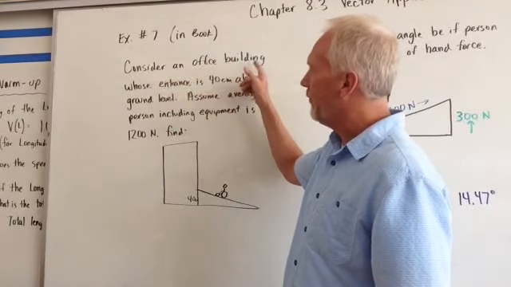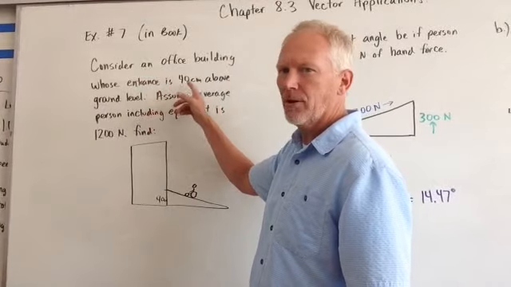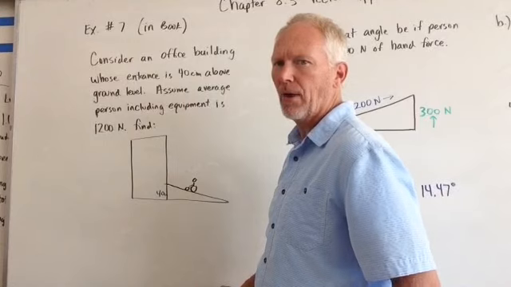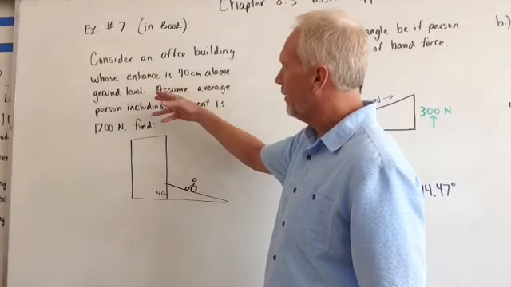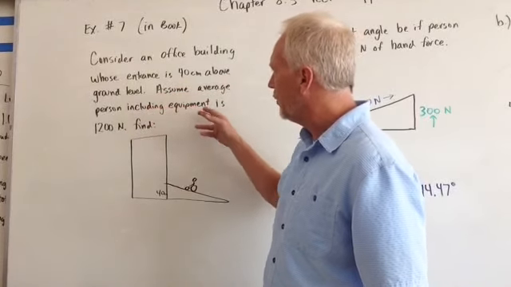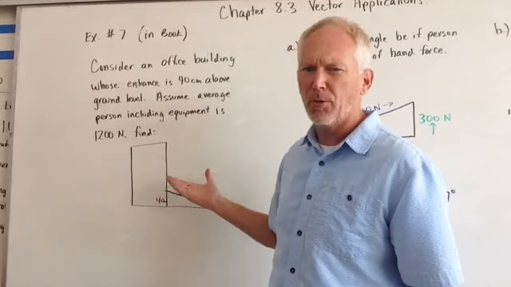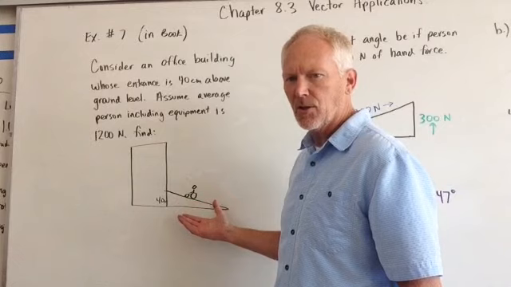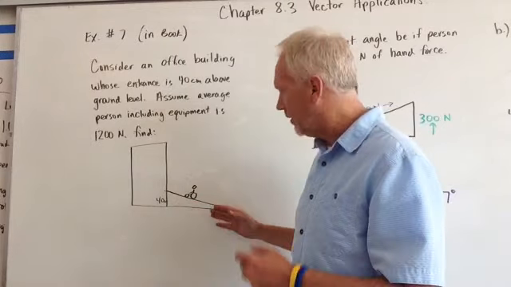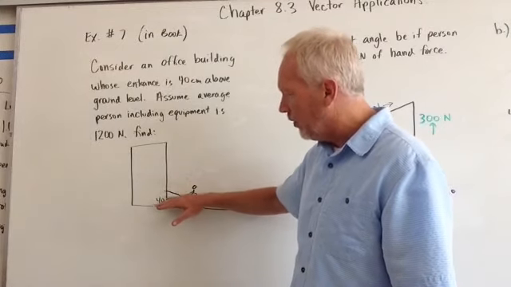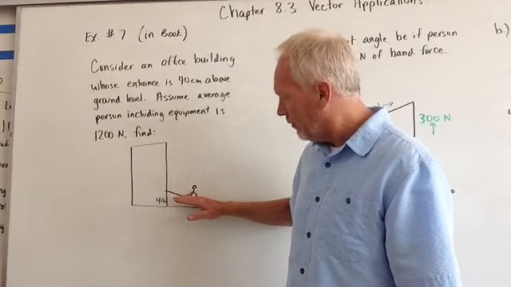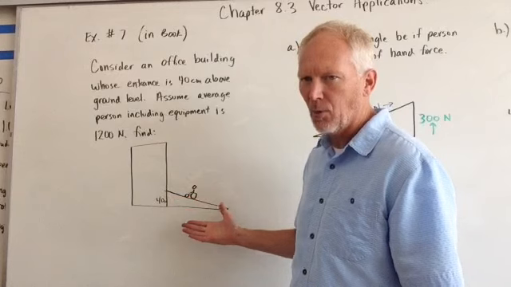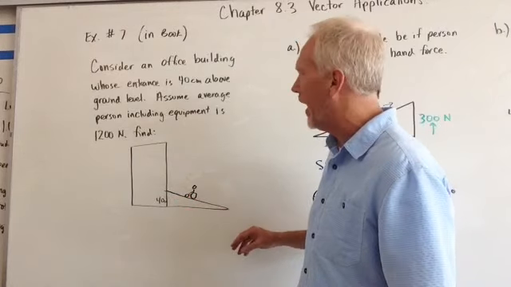It says, consider an office building whose entrance is 40 centimeters above ground level. Assume an average person, including equipment, is 1,200 newtons. Well, the rest of the story is that you have a person in a wheelchair and disabled who needs to go up this ramp. And we know that the height from the ramp into the building is 40 centimeters. So we have to try and decipher how we're going to use that.